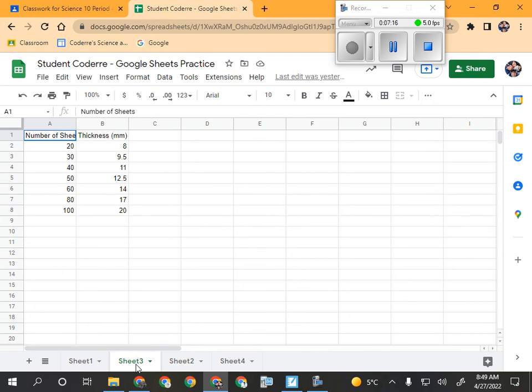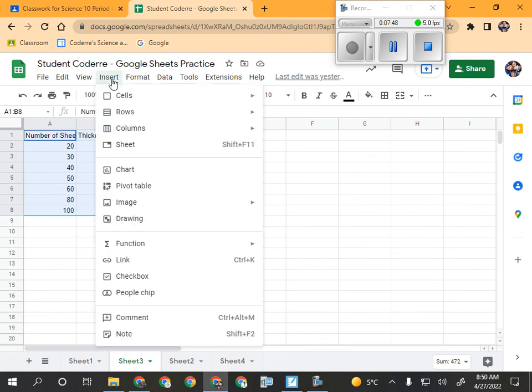How many people have built a line graph with Google Sheets before? All right, most of you. That's good. So to build this graph, here's what we've got to do. Put your pointer in cell A1. Click and drag until you highlight all of the data. Then you're going to go to Insert, and scroll down to Chart.